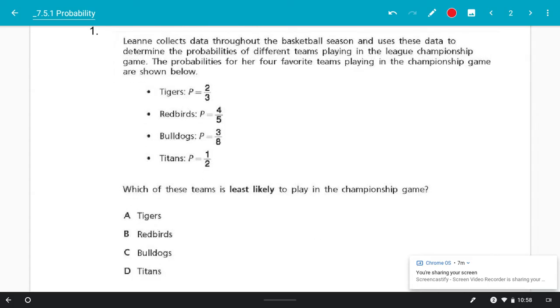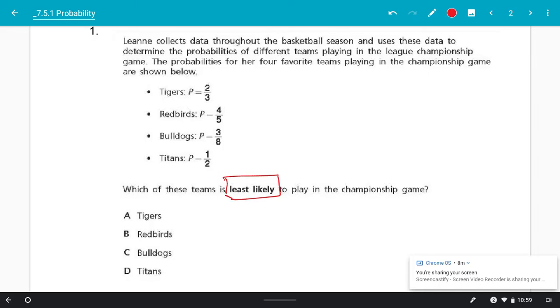All right, so let's look at some more examples. Leanne collects data throughout the baseball season and uses these data to determine the probabilities of different teams playing in the league championship game. The probabilities of her 4 favorite teams playing in the championship game are shown below. For the Tigers, the probability is 2/3. For the Redbirds, the probability is 4/5. For the Bulldogs, the probability is 3/8. And for the Titans, the probability is 1/2. And we want to know here which team is least likely to play in the championship game.